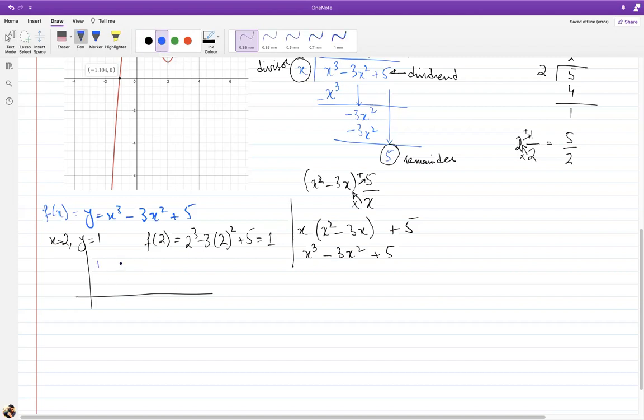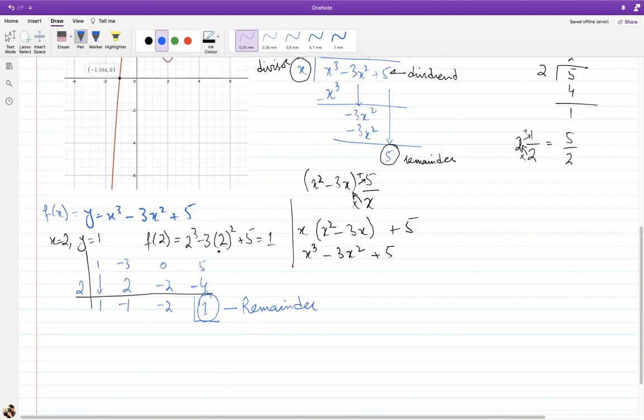So 1, minus 3, 0, 5. Why 0? Because x has a coefficient 0 here. There's no x term here. So I'm putting x equals 2 here. I let this come here. 2 times 1 is 2. Becomes minus 1. 2 times minus 1 is minus 2. I let it come here. This becomes minus 2. 2 times minus 2 is minus 4. So 5 minus 4 is 1. And there you go. This is my remainder when I divide it.